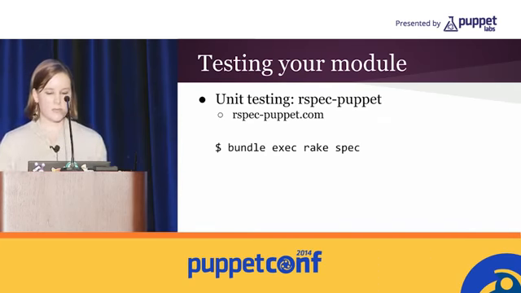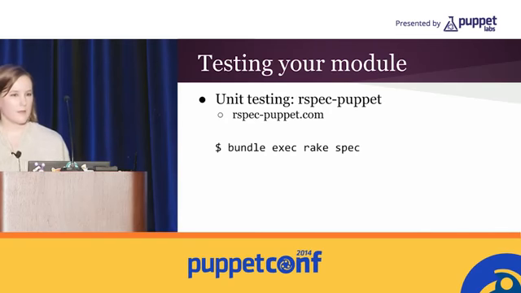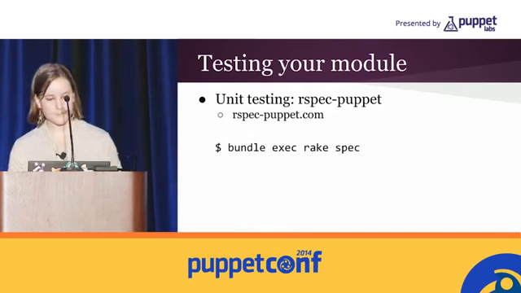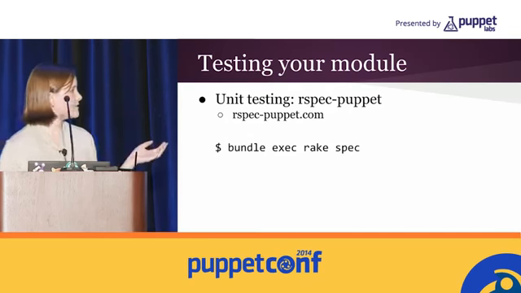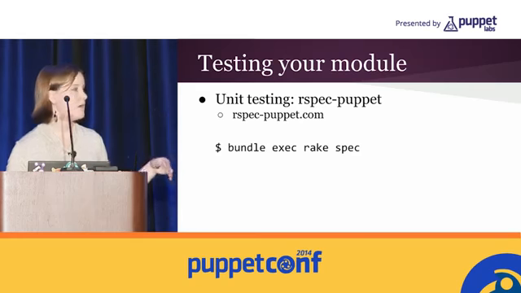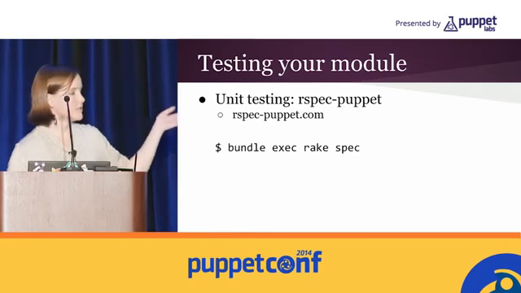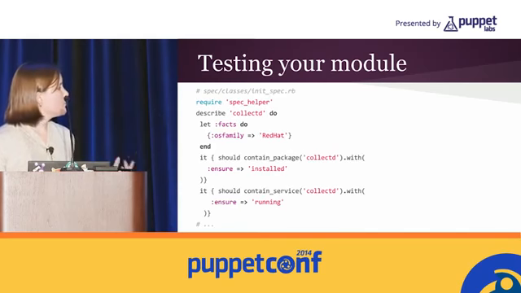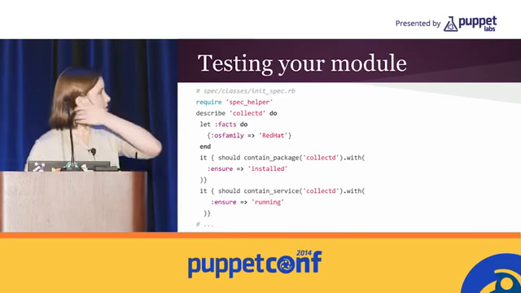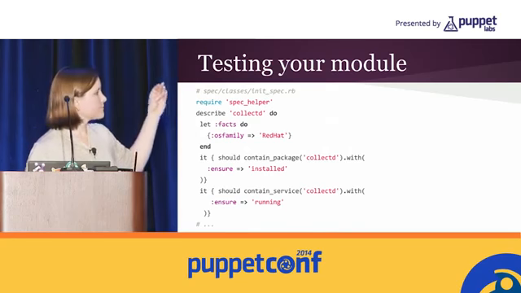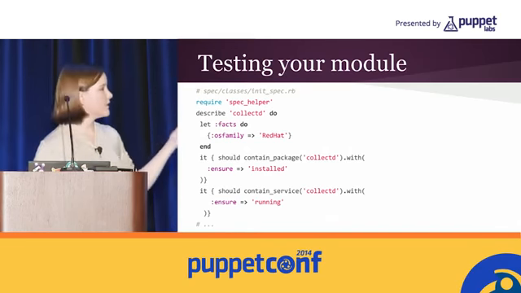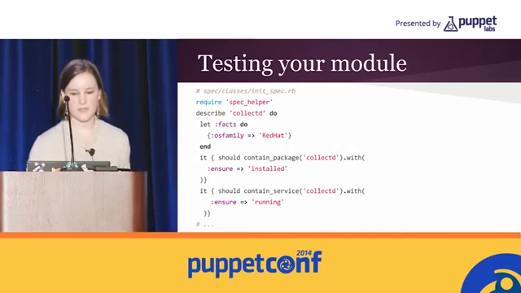To start with this type of testing, you'll need to add a Gemfile and some helper scripts and a Rakefile. All these can be copied from other modules because they're all essentially the same. Once you have this Gemfile, you can bundle install and then run this rake task with bundle exec rake spec, and that will run your unit tests for you. What a unit test looks like, very basically, is it's an RSpec type of test. You can define some facts, and then you can check that the catalog contains particular resources that you expect it to contain.